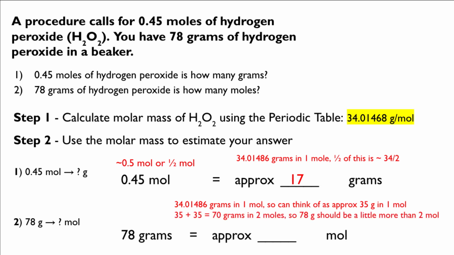35 plus 35 is 70. So there's 70 grams in 2 moles. That's pretty close to 78. So 78 grams should be a little more than 2 moles. Definitely less than 3 moles, right?